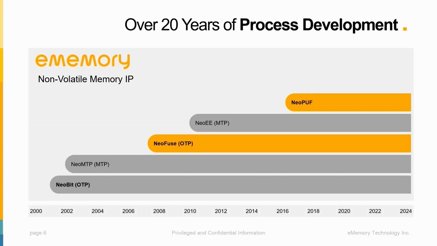And this is where eMemory comes in, as we provide a wide variety of reliable NVM IPs that can fit perfectly inside an IC chip. Today, we'll focus on introducing NeoFuse, NeoPUF, and how this non-volatile one-time programmable memory can provide reliable data storage while adapting to various technology processes.